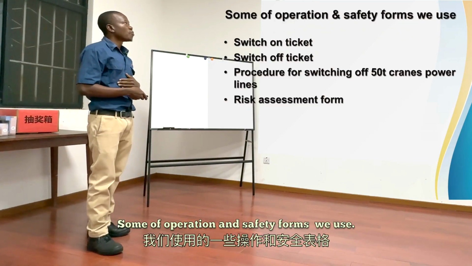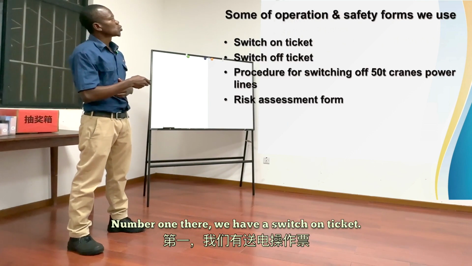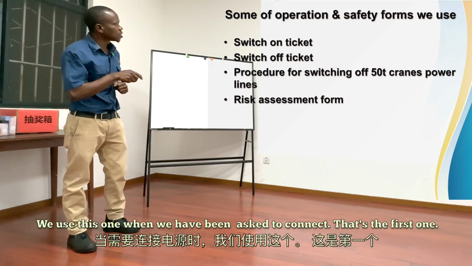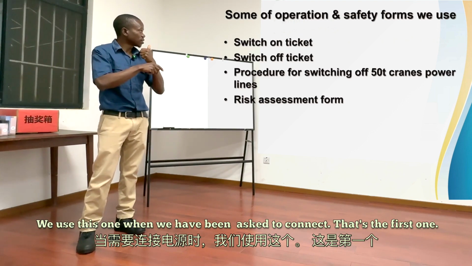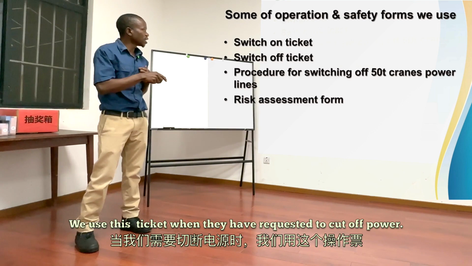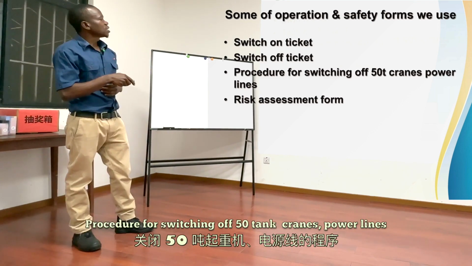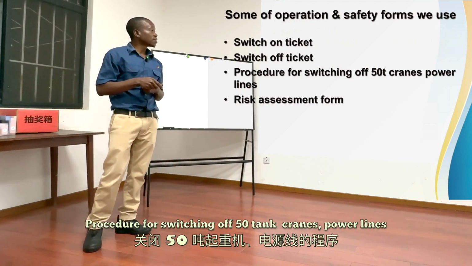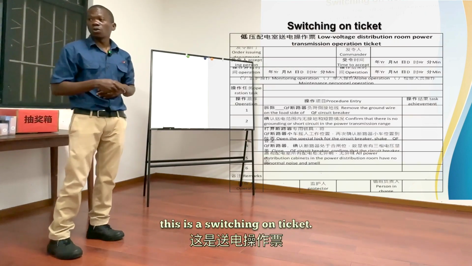Some of the operation and safety forms we use. Number one, we have a switch on ticket. We use this one when we have been asked to connect. The second one, switch off ticket. We use this ticket when they've requested to cut off power. Procedure for switching off 50-ton cranes power lines. Then the risk assessment form.